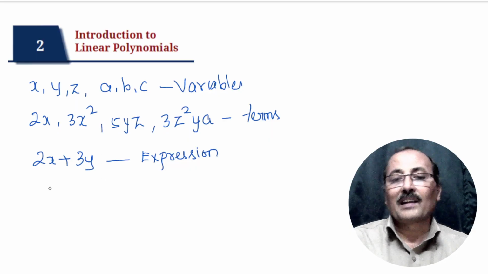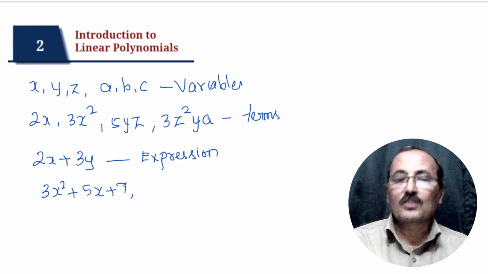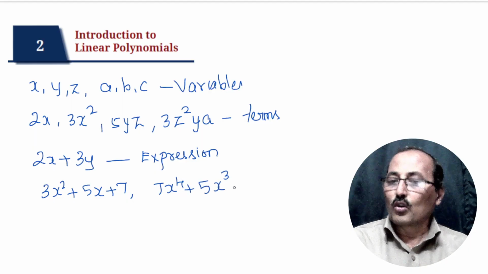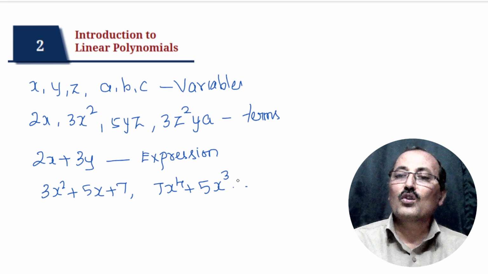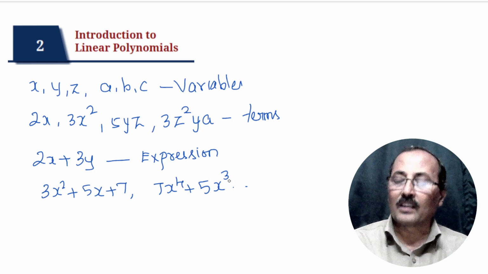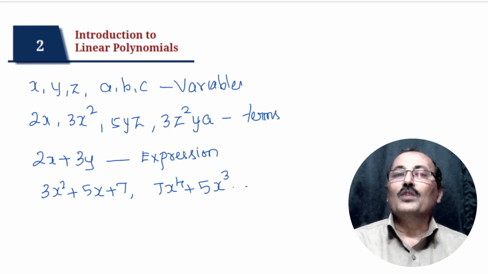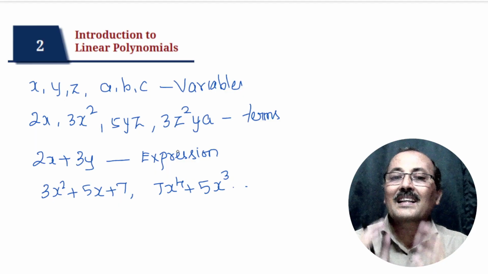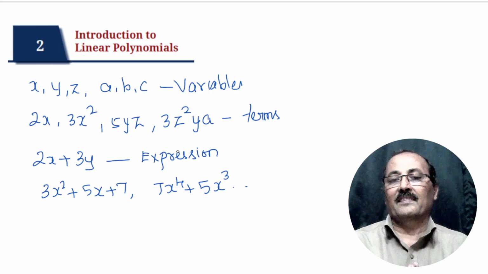Not only this one, an algebraic expression has different forms. 3x square plus 5x plus 7 is also an algebraic expression. 7x power 4 plus 5x cube, this goes on like that, is also an algebraic expression. So now in this introduction to linear polynomials, we are going to see the different types of those things.